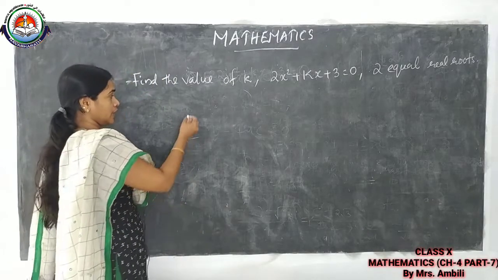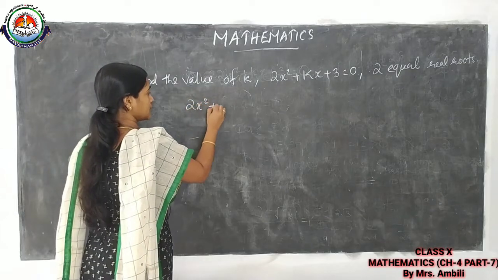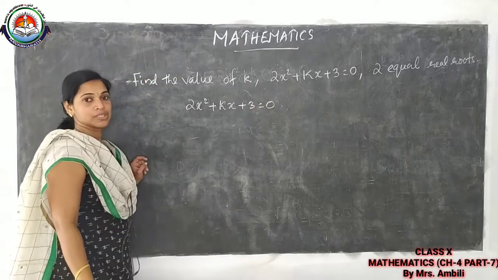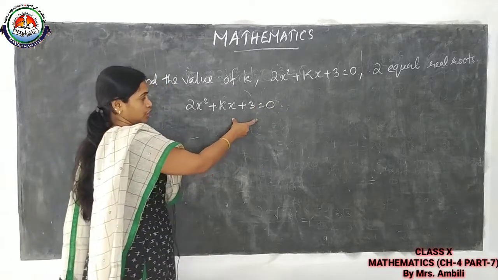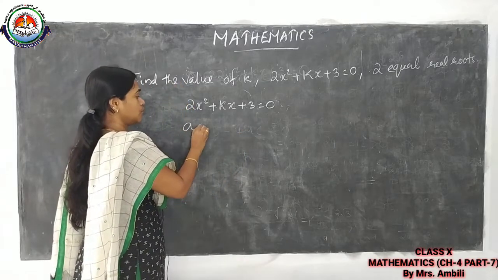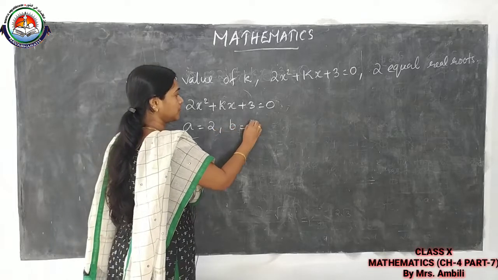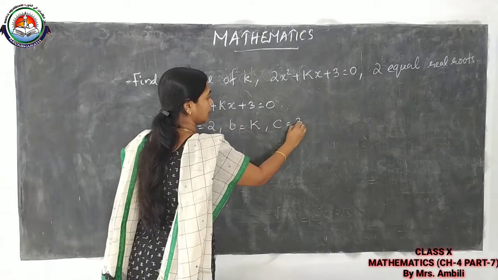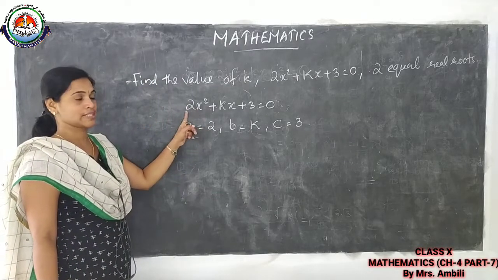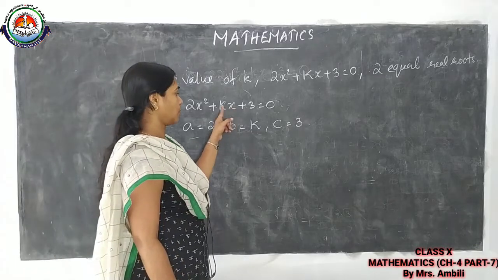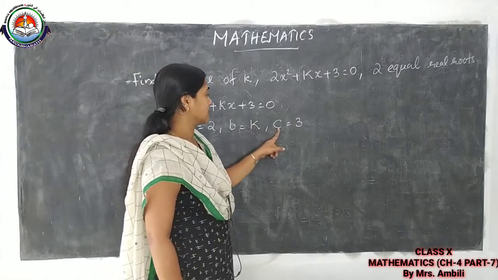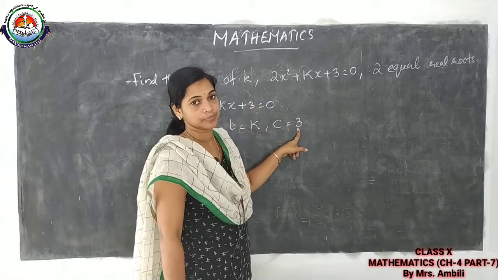So what is our given equation? 2x square plus kx plus 3 equal to 0. When we compare this to our quadratic equation ax square plus bx plus c equal to 0, what will we get? a equal to 2, b equal to k, c equal to 3. a is the coefficient of x square, 2; b is the coefficient of x, that is k, the unknown value here; and c is the constant term, equal to 3.